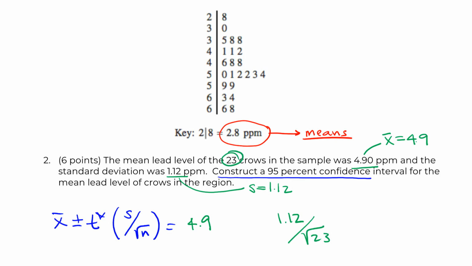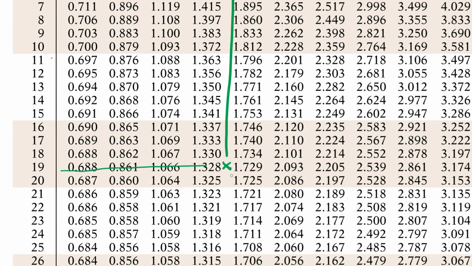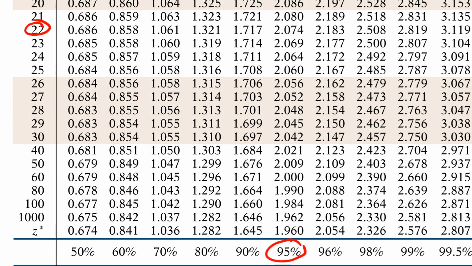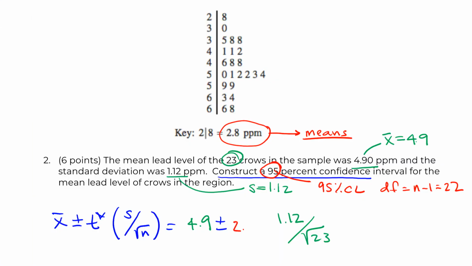The only thing we need is to go figure out our t star, which we know is based entirely on this confidence level. So you have a 95% confidence level. And for the t-table, we need a degree of freedom, which is going to be n-1 or 22. So that's the last piece. Go into my t-table. We need 22. And we need 95% as our confidence level. So 2.074. There it is. 2.074.